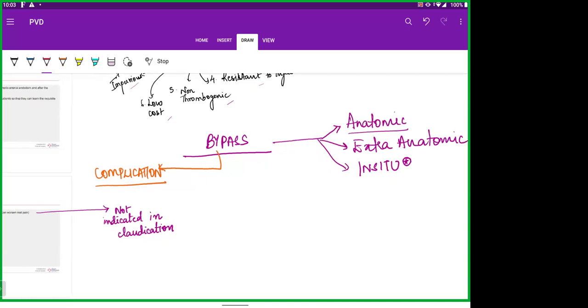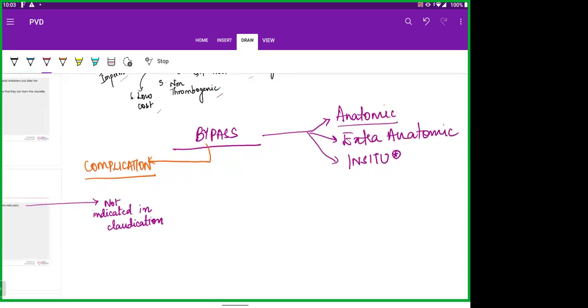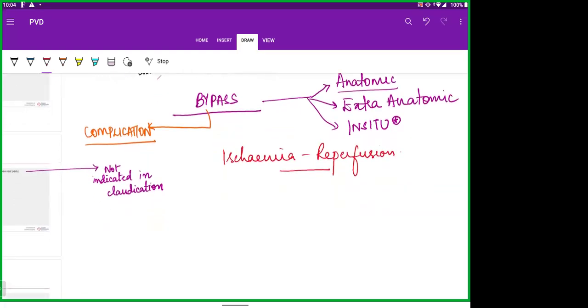I'll continue, sir. So when we talk about the complications, there is something called ischemia reperfusion, which is a very common thing that we read in pathology. So next day, once this reperfusion happens, there is a very high chance that these patients can develop compartment syndrome. Now, post-op, Nithya, you will have to qualify this very carefully.